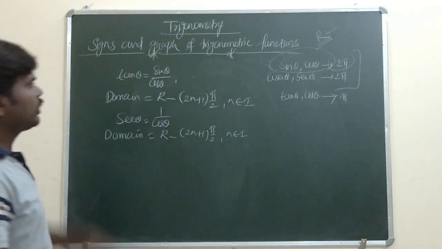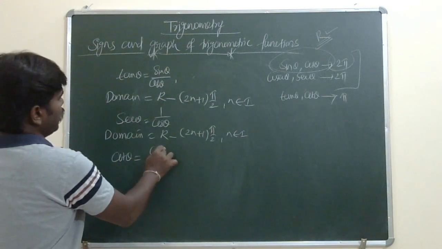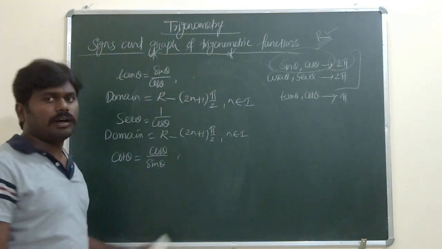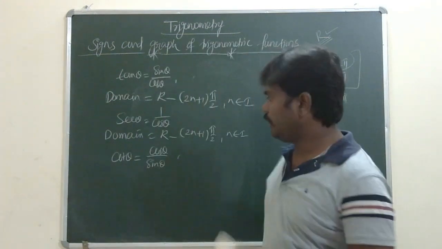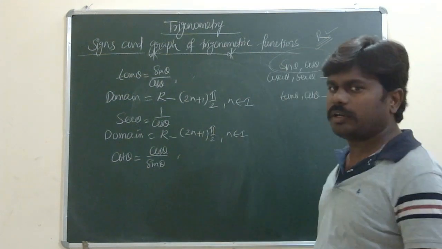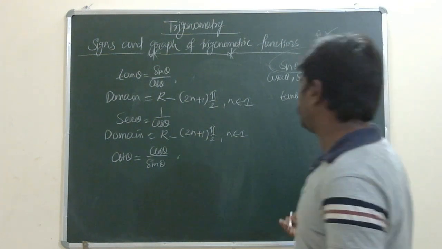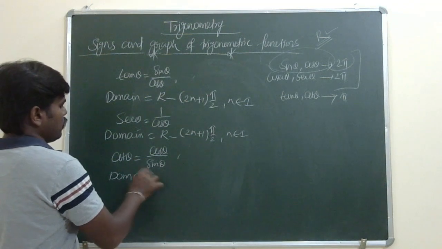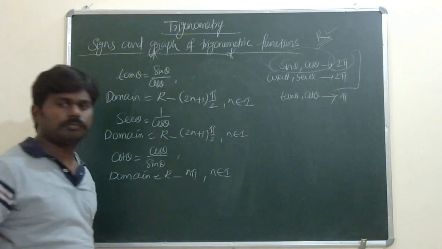Next, come to cot theta. Cot theta means cos theta by sin theta. So here sin theta cannot be 0. At what value of theta will sin become 0? Sin 0 is 0, sin pi is 0, sin 2 pi is 0. So in general, sin n pi is 0. That means the domain of cot theta is equal to R minus n pi, where n is an integer.